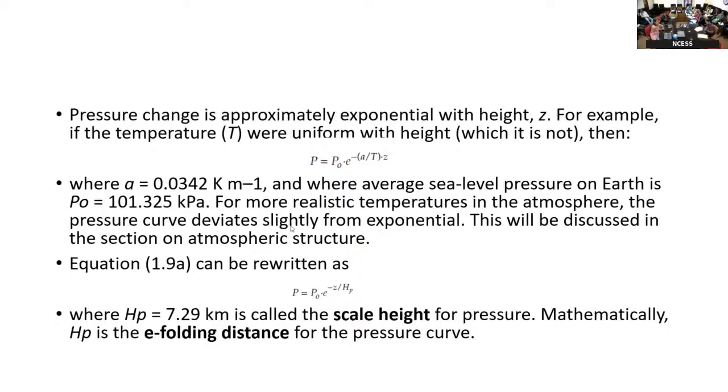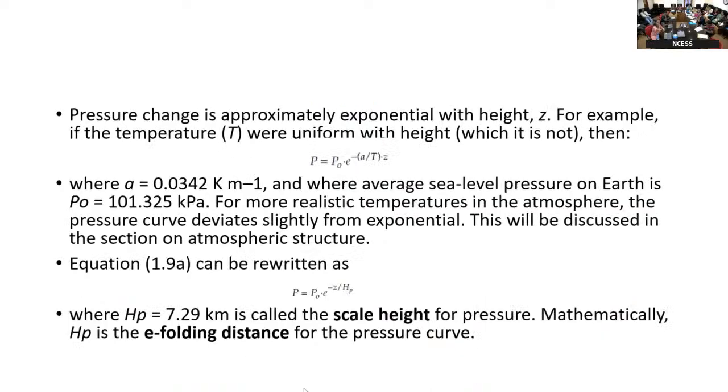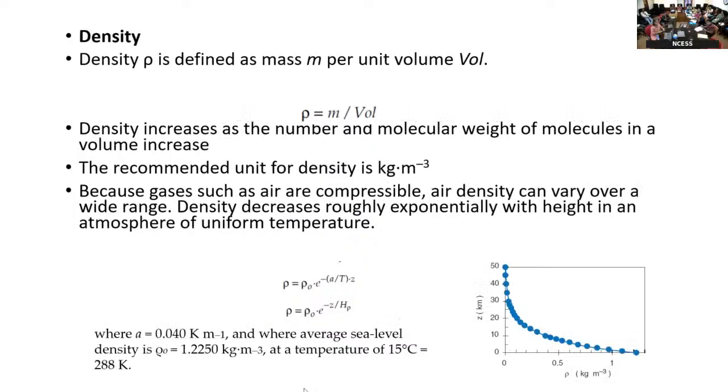So you can rewrite the above equation in terms of scale height, and the value is given as HP equal to 7.29. Actually, HP is the e-folding distance of the pressure curve. We have seen that pressure curve here. That variation can be typically represented by this scale height, so we can substitute this value in any calculations.